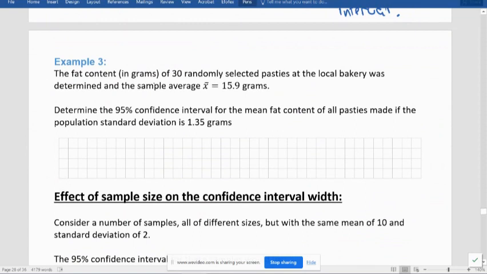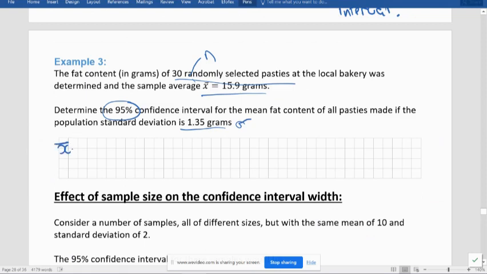So we've got the fat content, just like that first picture. We're talking about fat and sugars and all that, but we know the fat content in grams of 30 randomly selected pasties. So that's our n value. And the sample average was 15.9. They want us to do a 95% confidence interval, and we know that the population standard deviation is 1.35 grams. So we're going to try and do a confidence interval.